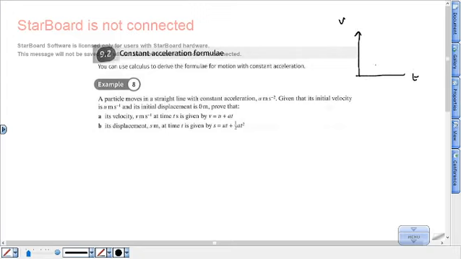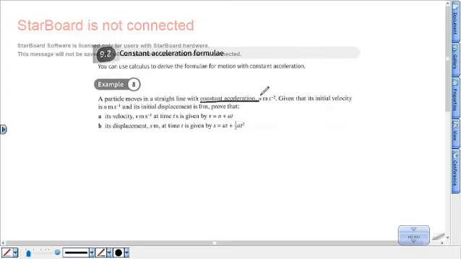velocity against time, and we said the change in velocity, and we talked about all of this, and we got all of our SUVAT equations from looking at this graph and the area underneath it. There is another way of deriving the formula just using calculus, and this is how we do it. So a particle moves in a straight line with constant acceleration, a meters per second squared.